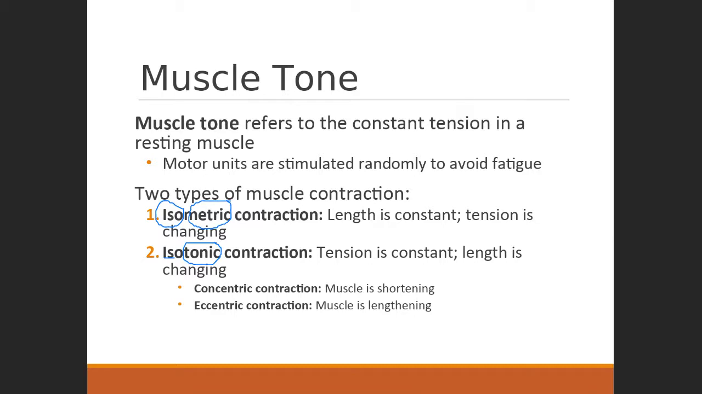If the muscle is shortening, that's going to be a concentric isotonic contraction. So you're curling a dumbbell up, that's concentric. Let that dumbbell back down. You still have to keep the muscle contracted as you lay it down. That's an eccentric contraction.